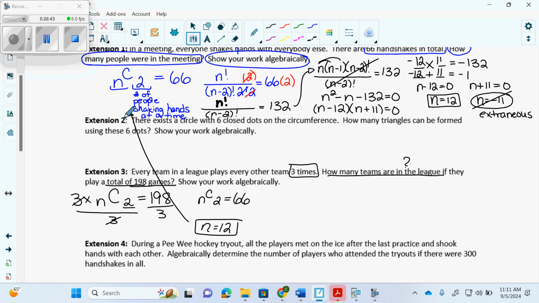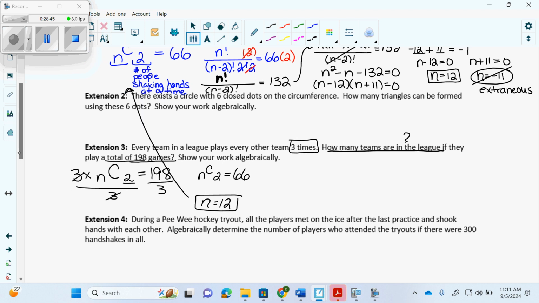It's extension 2. It says, there exists a circle with 6 closed dots on the circumference. Okay, cool. I'm going to draw that. Circle, 6 closed dots. 1, 2, 3, 4, 5, 6. All right. There are 6. There's a circle with 6 closed dots. How many triangles can be formed from the dots?